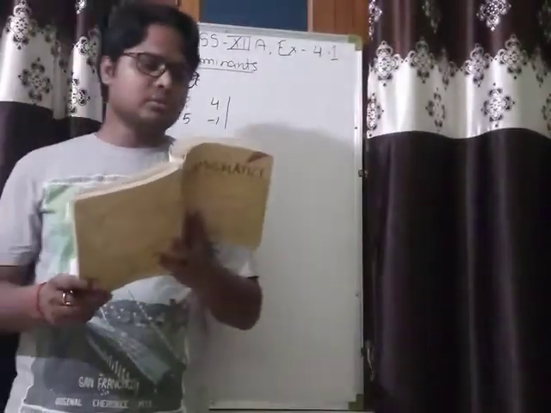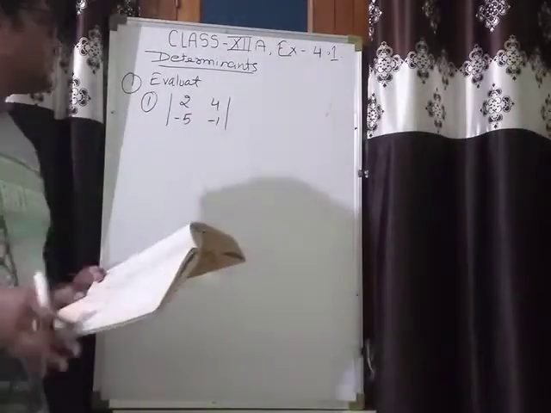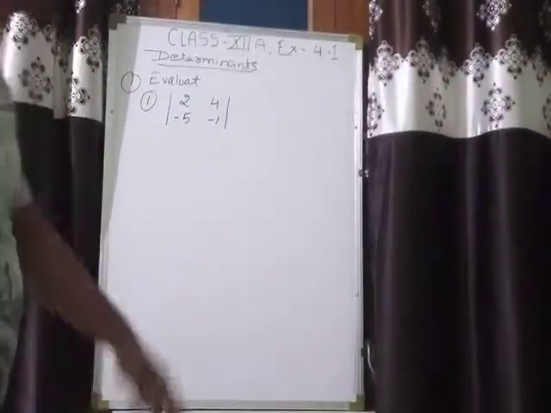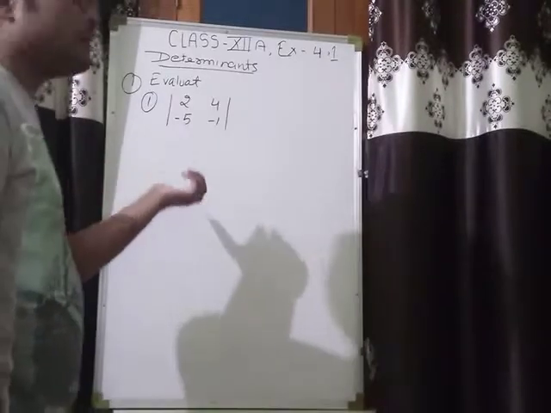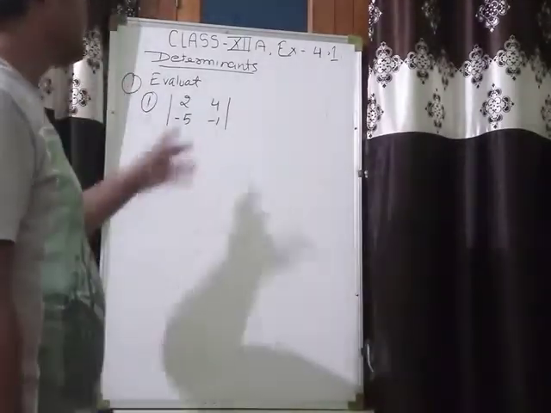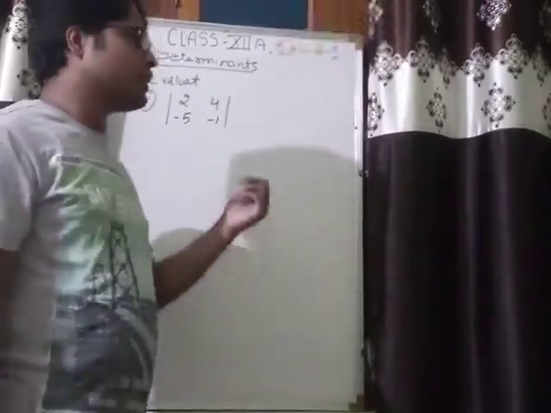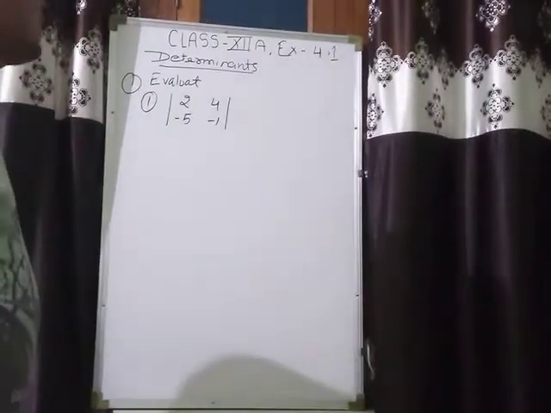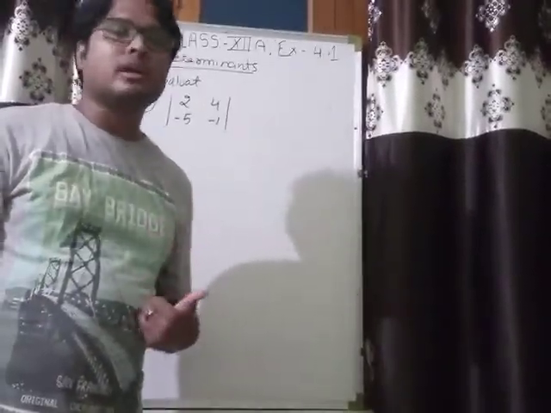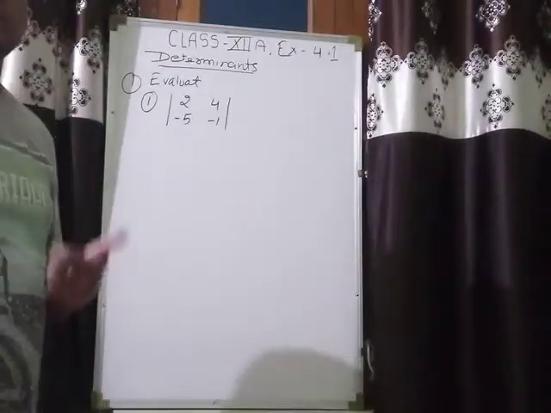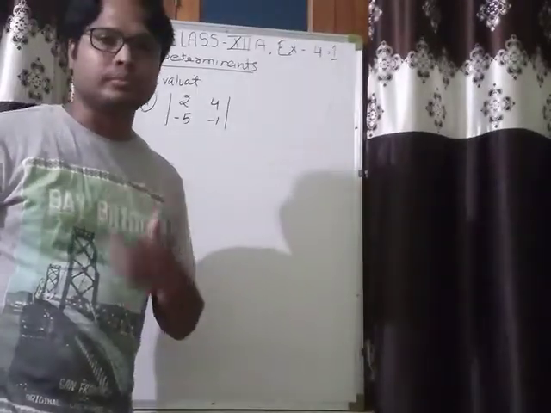We have to find out the determinant of this matrix. You can see this is in the form of a determinant, and actually this is a 2 by 2 matrix, a square matrix of order 2. How can we find out the determinant of a square matrix having order 2?